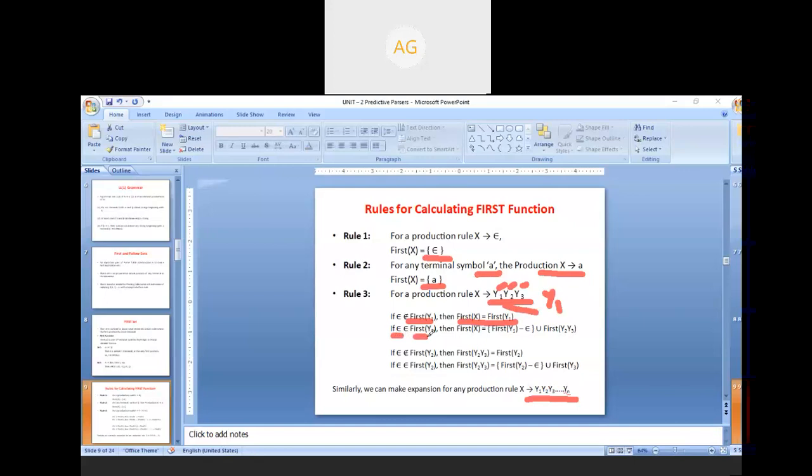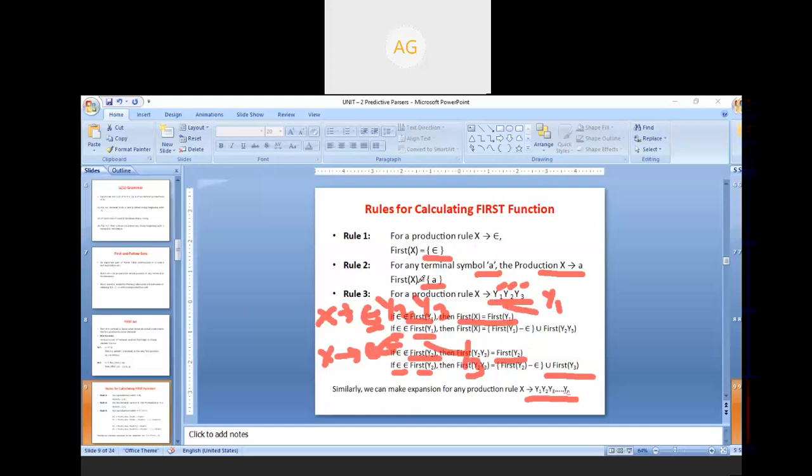If epsilon belongs to first of Y1, then we have a rule such as H produces epsilon, then Y2 and Y3. As epsilon is in concatenation, it has no meaning. So now we calculate the first of Y2. If epsilon does not belong to first of Y2, then the first of Y2 will be our answer. But if epsilon is also in Y2, then epsilon is in Y1, epsilon is in Y2, and only Y3 is present. Then only the first of Y3 will be our answer, and it goes to the first of H. So these are the three rules you should remember before calculating the first symbol.